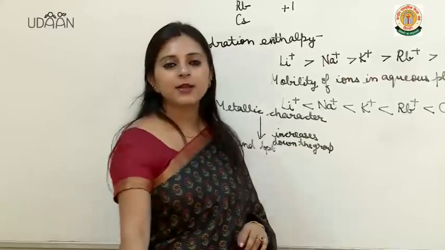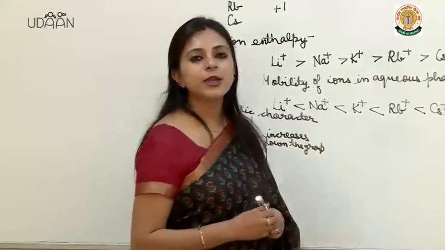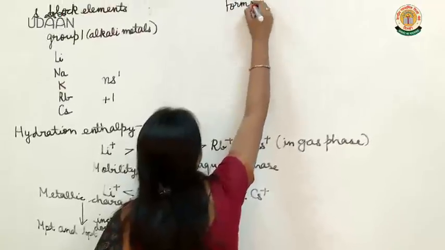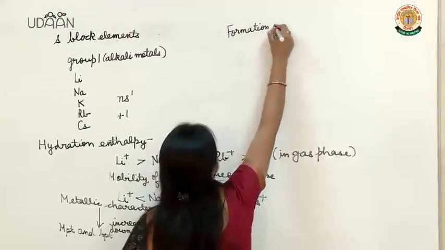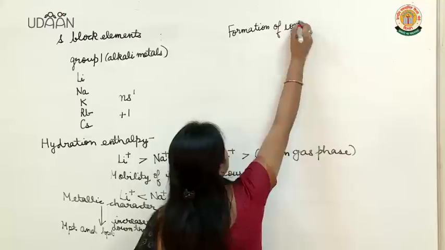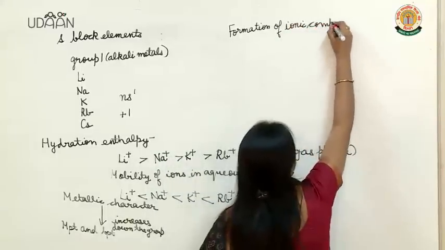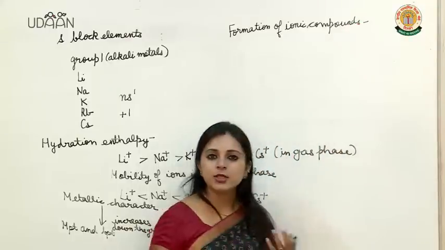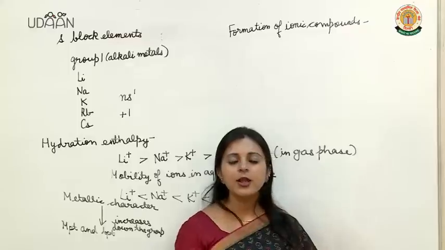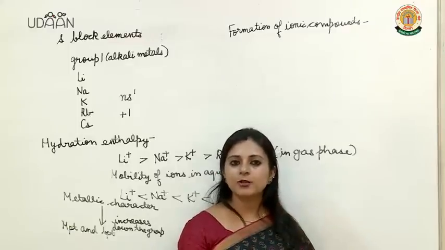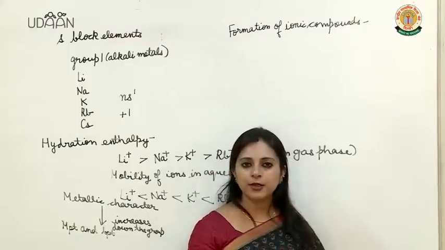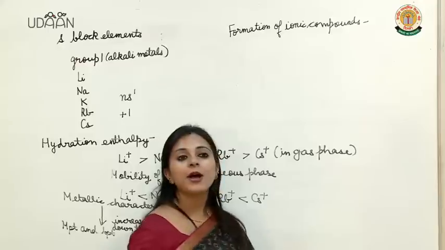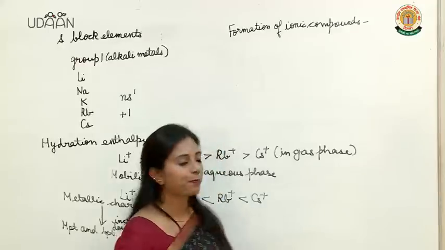Now, let us understand the compound formation in these alkali metals. They can form ionic compounds. Why? Because they can easily lose this one electron. They have low ionization energy, they have one valence electron, and if they lose this valence electron, they can acquire the noble gas configuration. So alkali metals form ionic compounds.